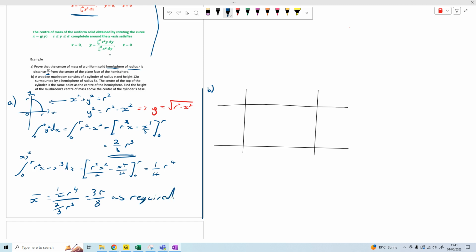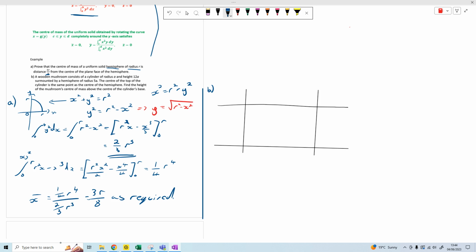Okay, now as I said, if you did it with the green formula and said you had y bar equals, you should have ended up with the same answer. You would have rearranged this top equation so it was x squared equals r squared minus y squared. And then you would have integrated like you did the previous one, and you end up with the same answer. So it doesn't matter which way round you do it.